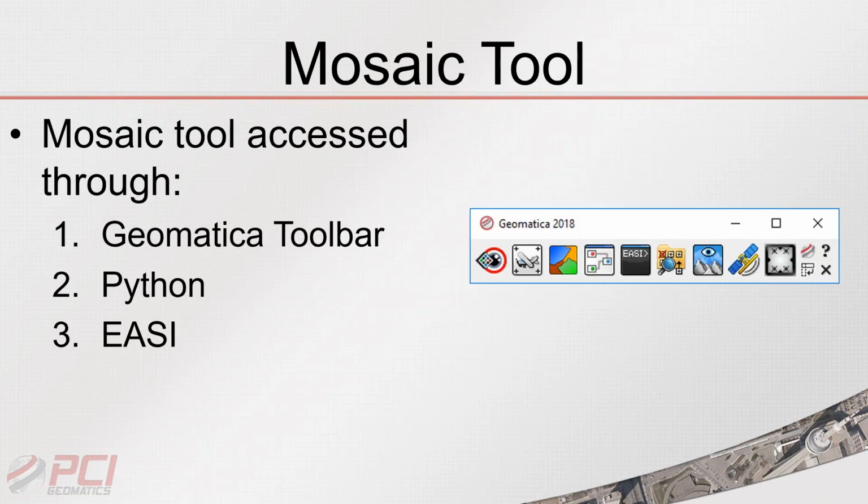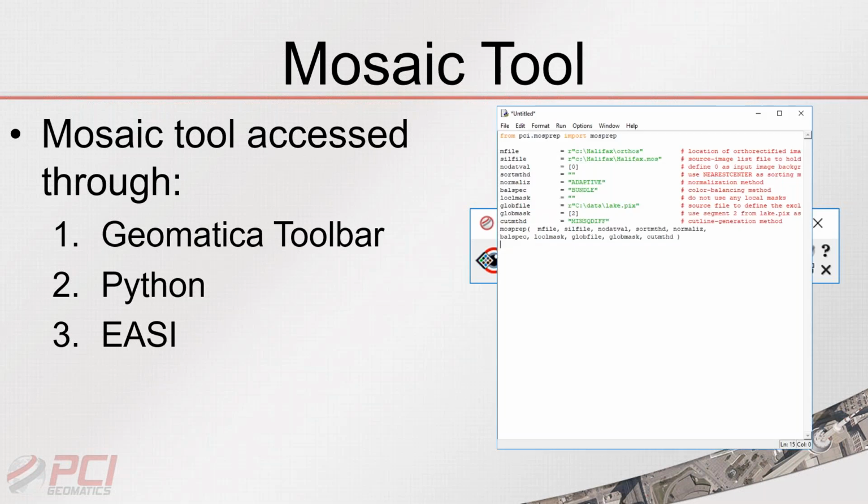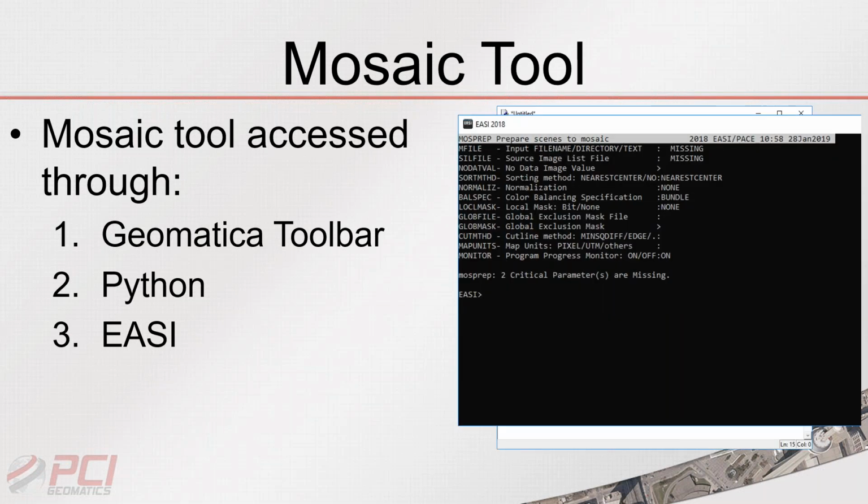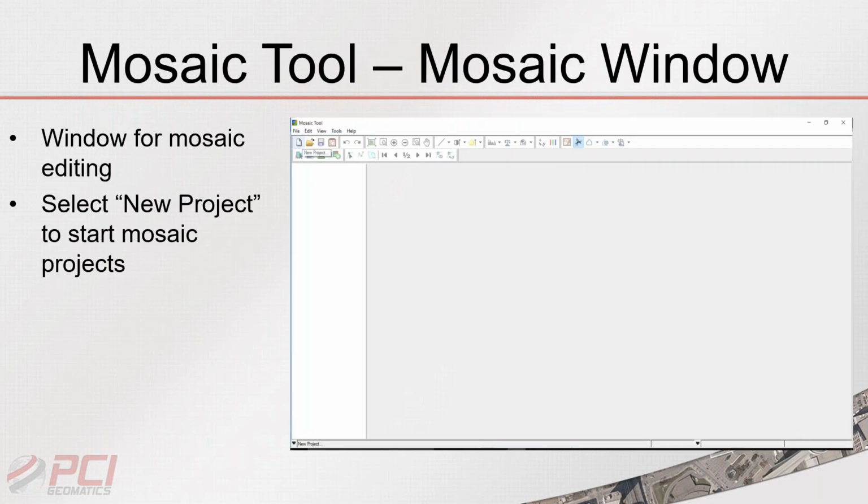Now, to begin the Mosaic tool, we can access it through three locations. We can access it through the Geomatica toolbar. It's the third icon from the left. We can access it through Python and through our easy interface. When the user opens up the Mosaic window, they'll be greeted with this window here for Mosaic editing. We can then select the icon in the top left called New Project, which will start the Mosaic wizard process.